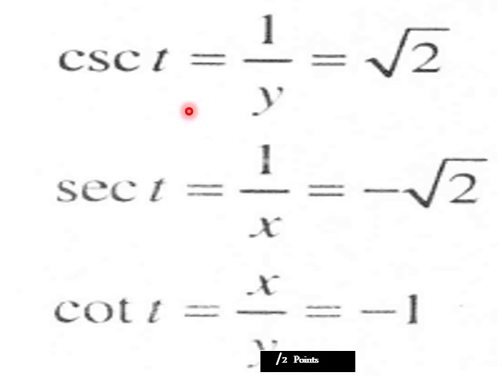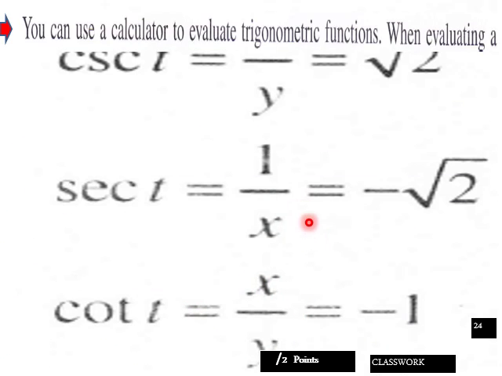And then again, here are values here. Cosecant t would be 1 over y, would be the square root of 2. And then secant t would be 1 over x. And these are for other triangles here.